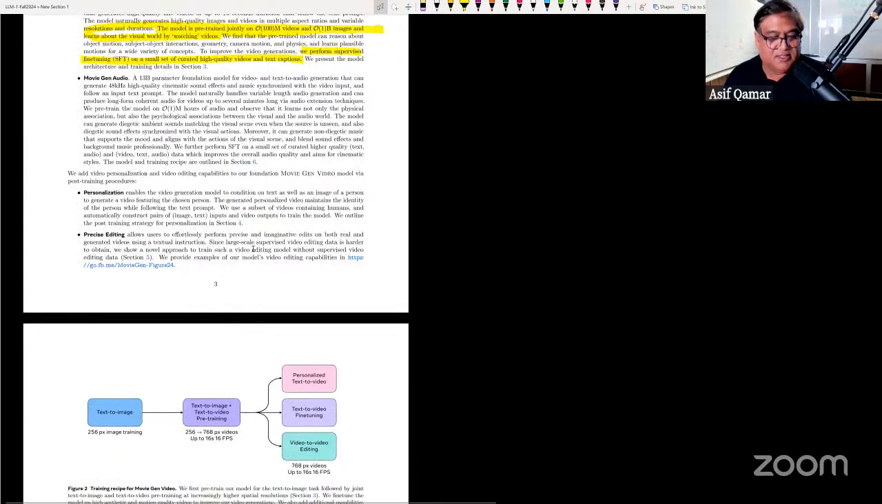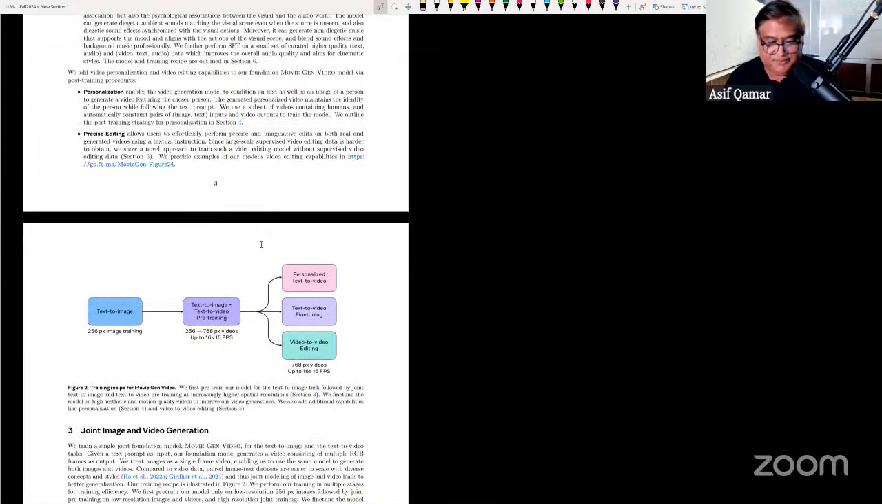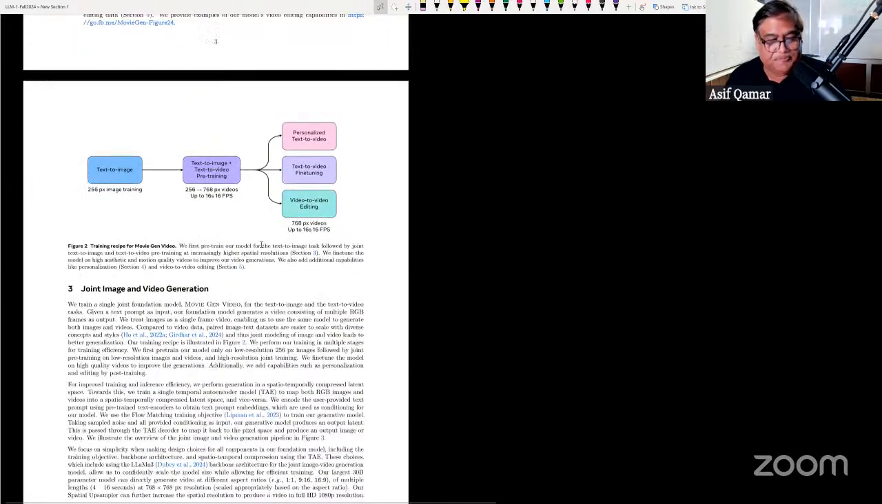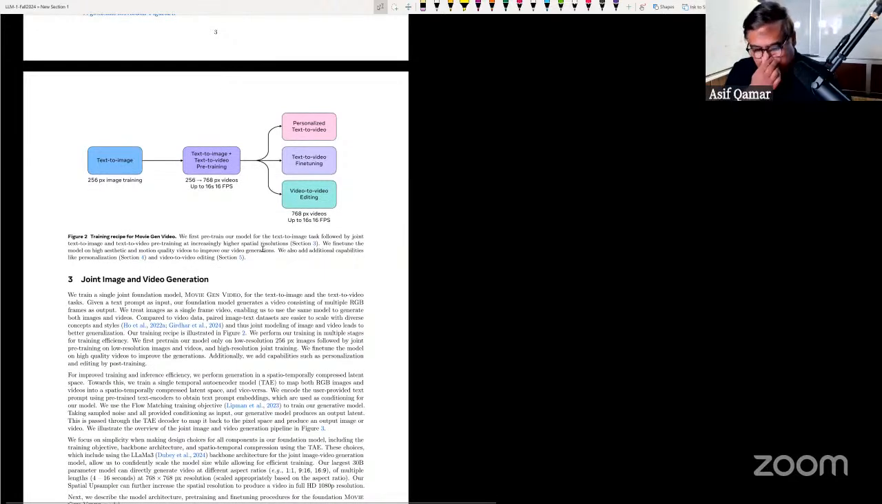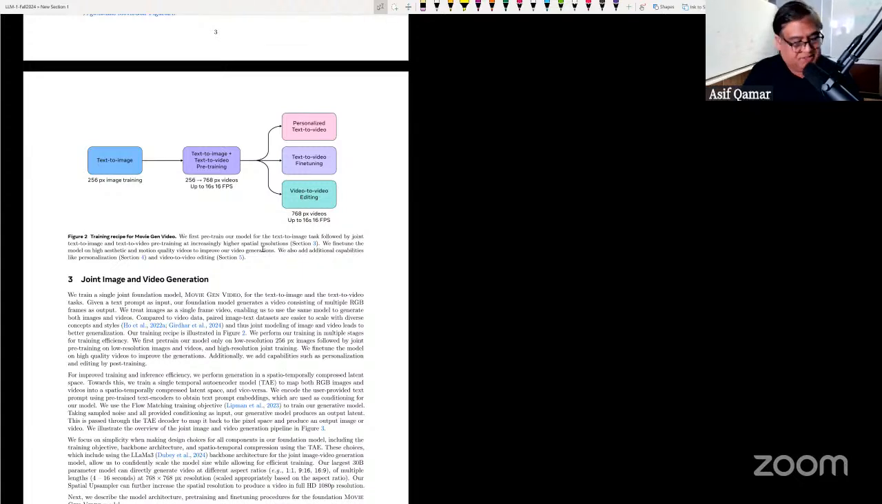MovieGen Audio, a 13 billion parameter model, is a smaller model, and then there is personalization, which we saw, and video editing. So how do they do that? It's a technical paper, guys. So by now, you have the foundations after going through BLIP and LLaVA and all of that and CLIP. You should be able to understand.